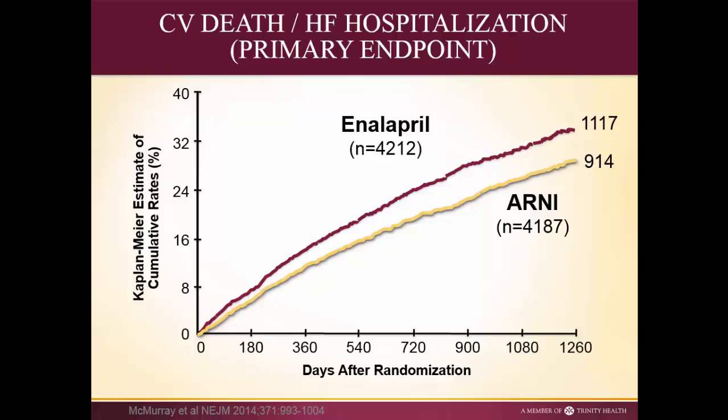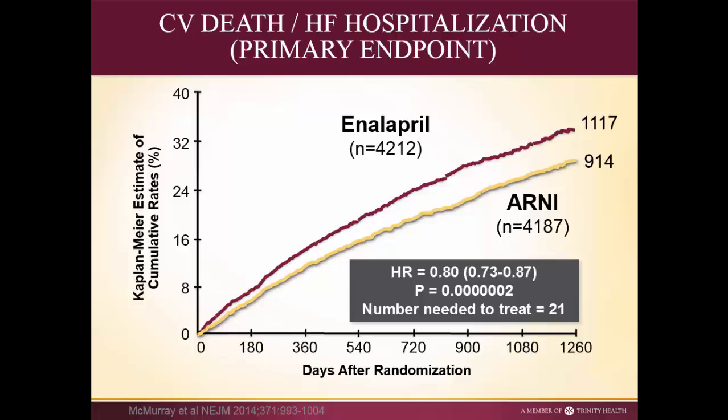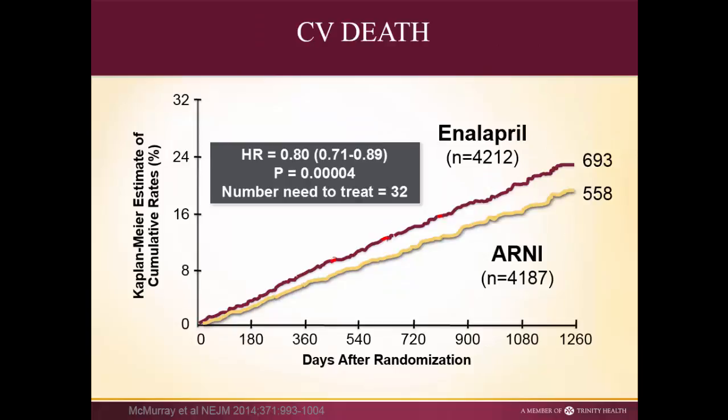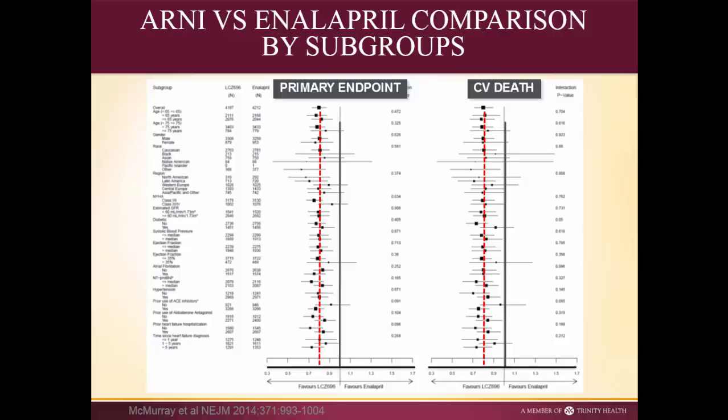Not only did it show this 20% reduction in the composite endpoint, but then when teasing out the secondary endpoints, one of which was just cardiovascular death alone, it retained that 20% reduction for that outcome as well. So this was a very big win for this new medication class, this angiotensin receptor neprilysin inhibitor. And based on that, this was approved by the FDA about 1.5 years ago, shortly after the study came out.